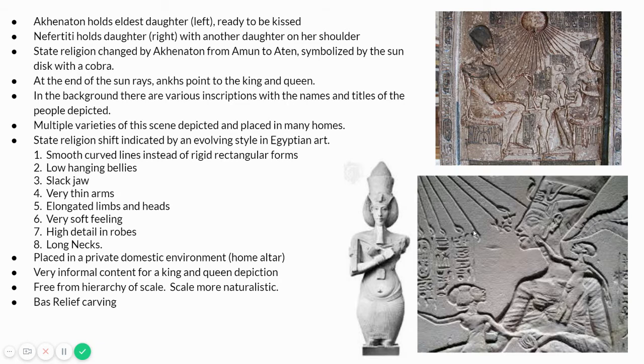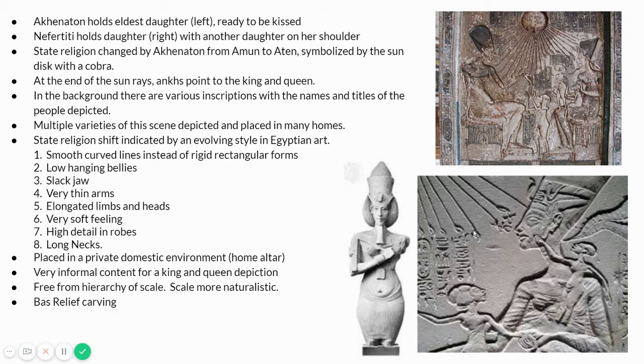We see very elongated limbs, very thin arms, necks, and legs compared to their torso section, which is quite curvaceous. We have slack jaw. Slack jaw means a relaxed mouth where the lips are just slightly open. So it shows this relaxed state instead of a very at-attention state, which is how we see all of the figures prior. It gives a really soft feeling. It gives a very comfortable feeling.